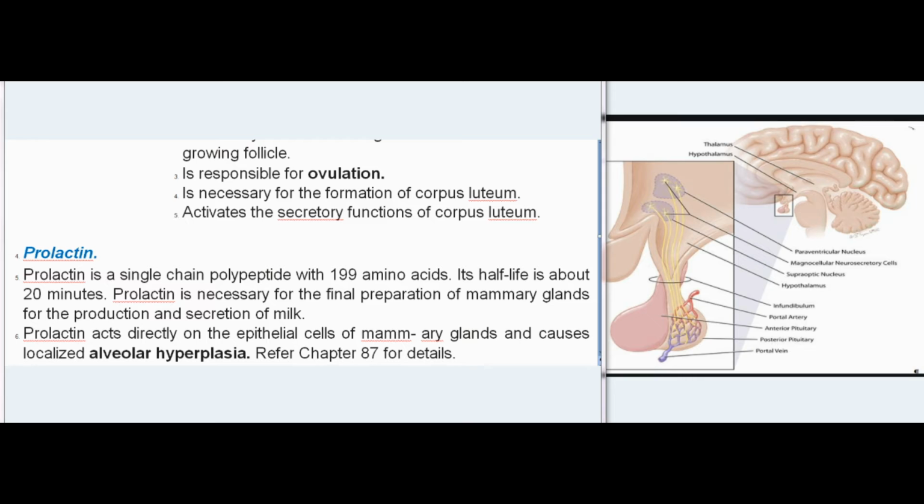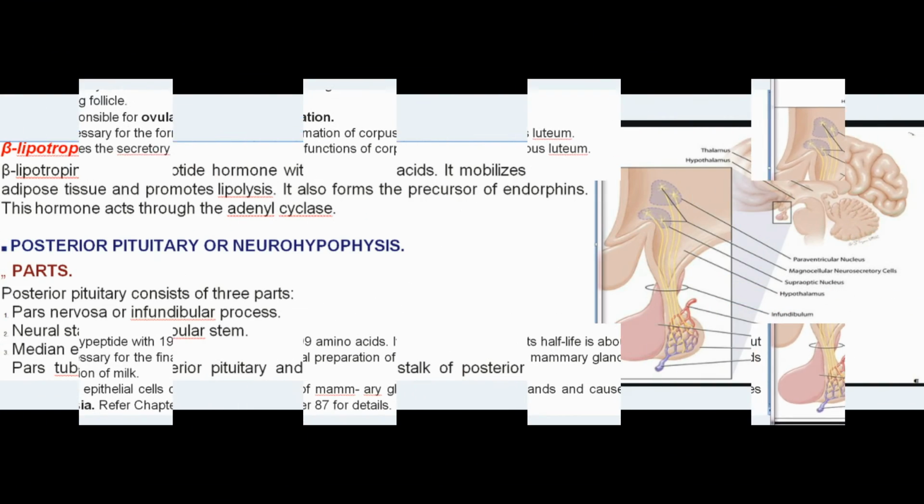Prolactin. Prolactin is a single-chain polypeptide with 199 amino acids. Its half-life is about 20 minutes. Prolactin is necessary for the final preparation of mammary glands for the production and secretion of milk. Prolactin acts directly on the epithelial cells of mammary glands and causes localized alveolar hyperplasia. Refer Chapter 87 for details.